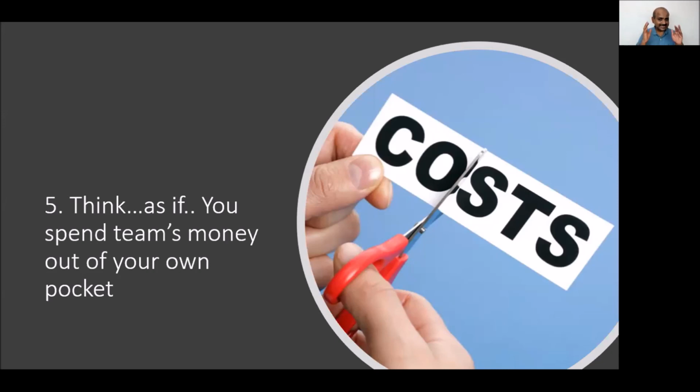I'm repeating, a 6-member team, assuming the average salary of each person is 50,000, 6 members into 50,000 is 3 lakhs. And assume that you have to pay 3 lakhs out of your pocket for some task at your home, like asking a carpenter to do furniture or an electrician to do something. And you have to give 3 lakhs to the person. What kind of accountability, what kind of skills, what kind of productivity do you expect out of that person?